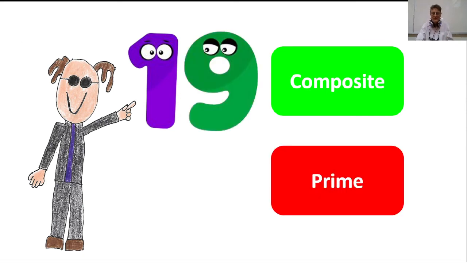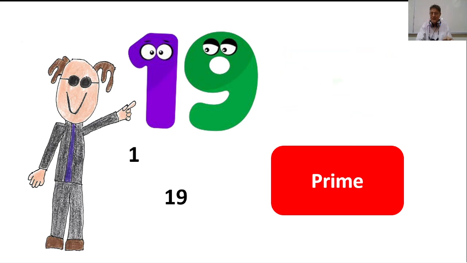So how about 19? Is it composite or prime? Well, again, it's divisible by 1 and itself. Any other numbers? What do you think? No, 19 is not divisible by any other numbers, so it is a prime number.